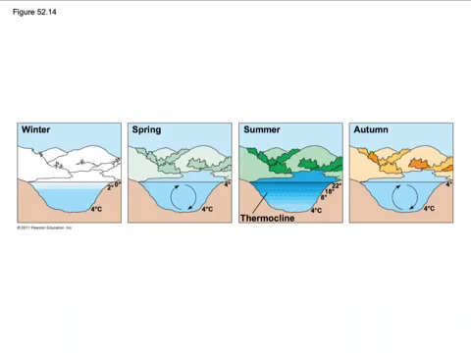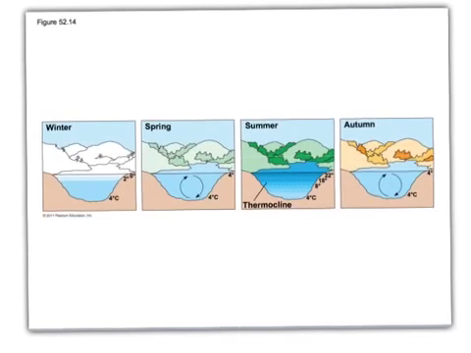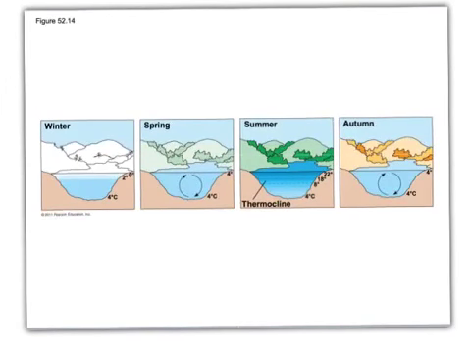Here's a diagram showing what happens in winter as it turns over. That 4 degrees Celsius is an important temperature because that's the most dense that water can be. Then you see your thermocline: in summer it's pretty warm toward the surface, and as you get deeper, it gets colder and colder, further away from the photic zone.